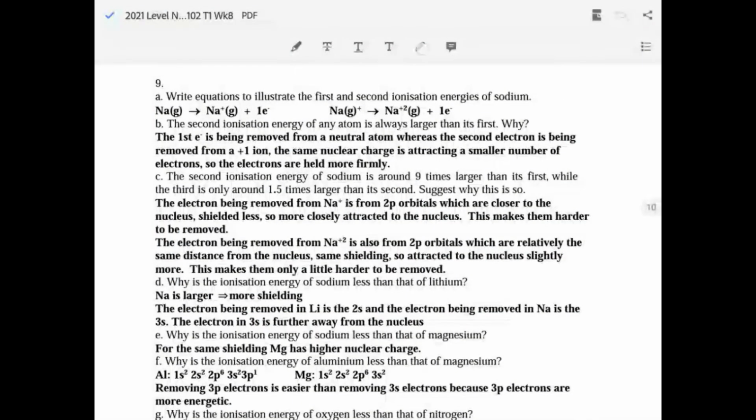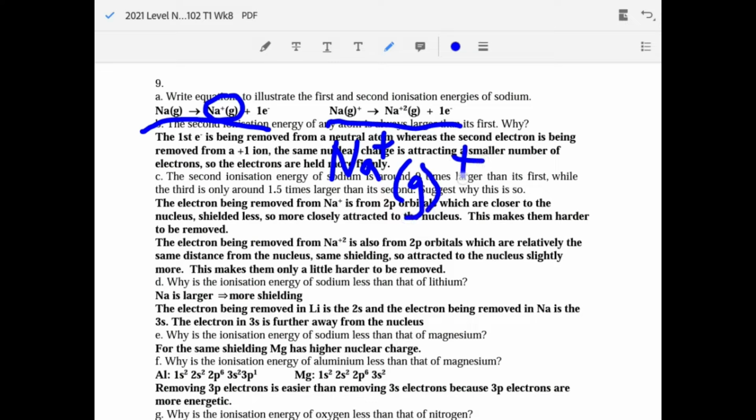Okay, so number 9. Write an equation to illustrate the first and second ionization energy of sodium. So first ionization energy, you're removing one electron from the gaseous state. So that's exactly what happens here. Second ionization energy, you're removing another electron from the first ion that was formed from the first ionization energy. So here you have it. So Na+ in the gaseous state will lose an electron to give Na2+ plus an electron, I will use 1.